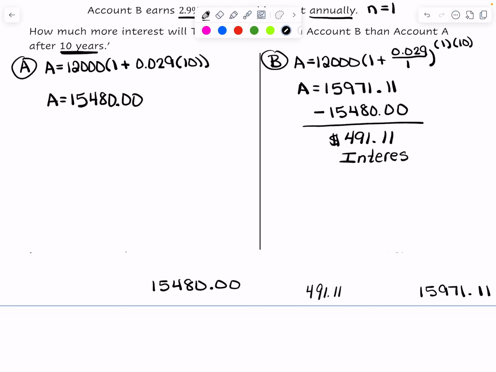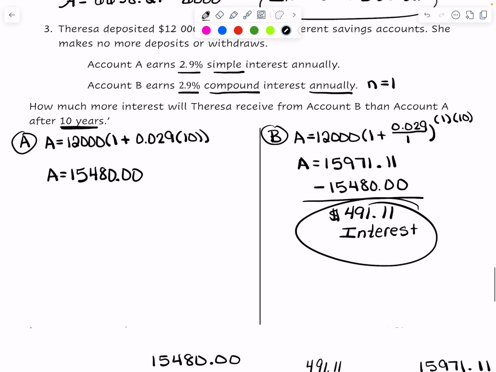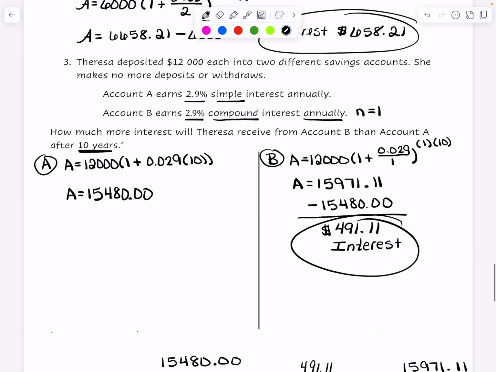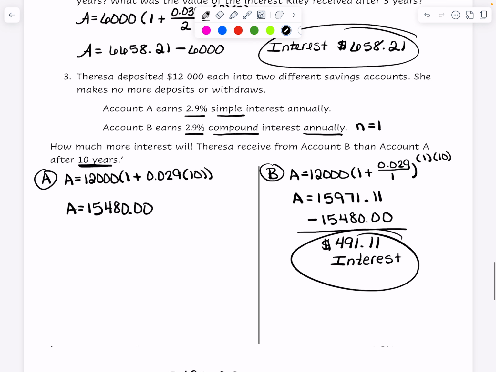Okay. And we've talked about that. Compound usually is going to give us more in the long run than simple interest. So it probably would have been better if Teresa would have deposited all $24,000 into a compound interest account. But that's what we're looking at this for. So when we do our own in the future, we know what to watch out for.